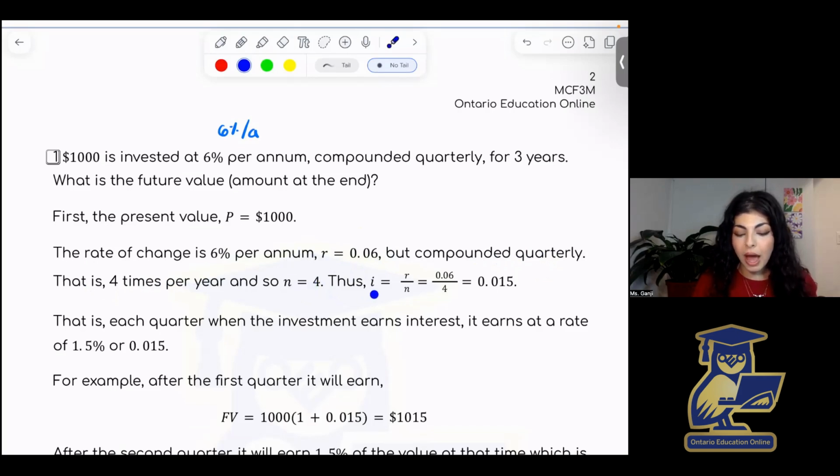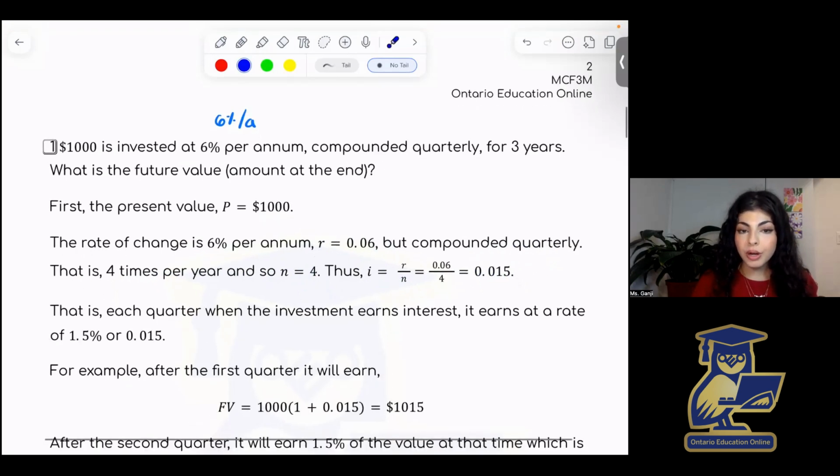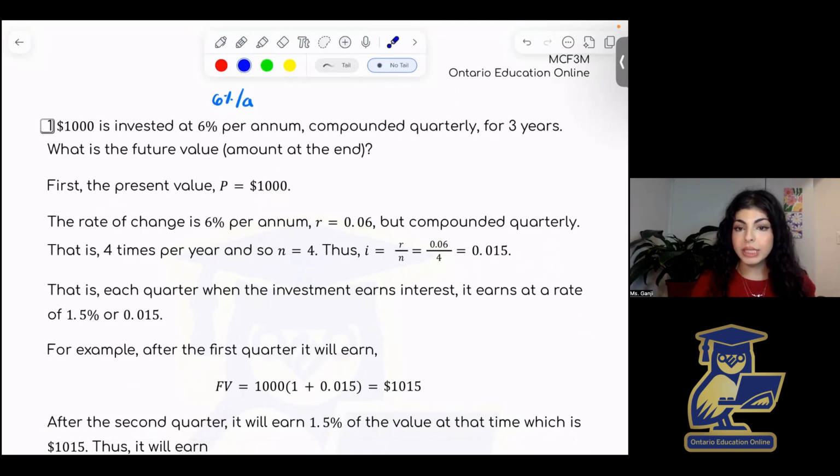And so i is going to be R divided by n. And so our interest rate per quarter is 0.015. So each quarter, when the investment is earning interest, it earns at a rate of 1.5% or 0.015. You could have also done 6% divided by 4 to get 1.5% and then convert to a decimal, but either way, it's the same answer.